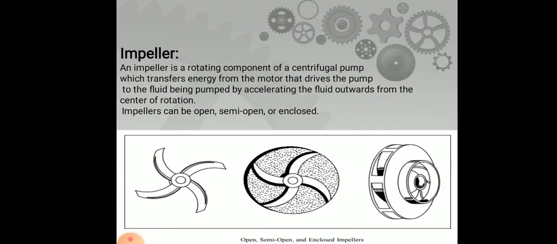Impeller. An impeller is a rotating component of a centrifugal pump which transfers energy from the motor that drives the pump to the fluid being pumped by accelerating the fluid outward from the center of rotation. Here we can see in the figure three types of impeller: open, semi-open and enclosed.